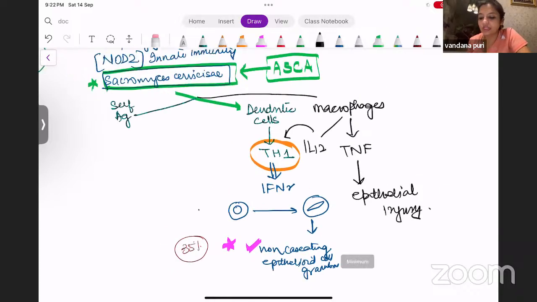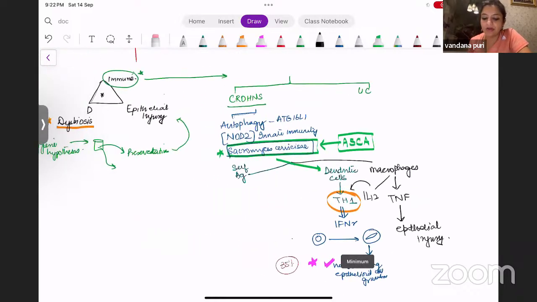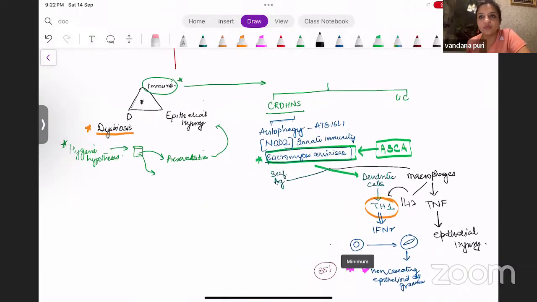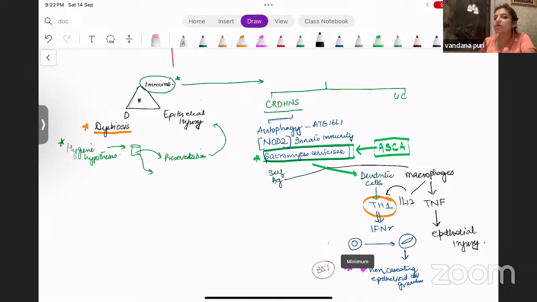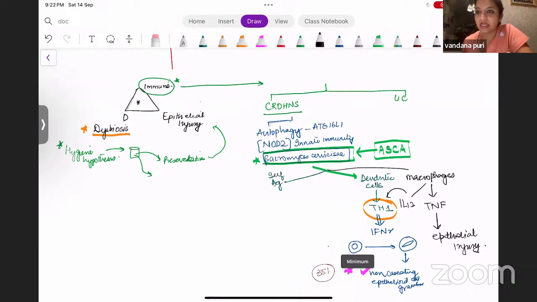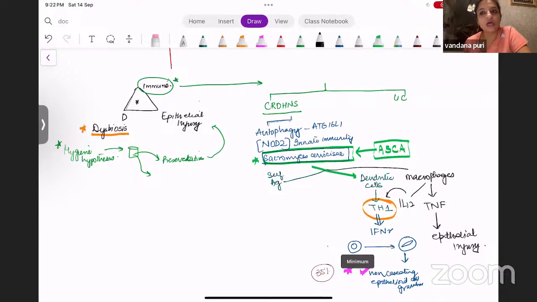So I told you the triad of inflammatory bowel disease is DIE. What is the triad which I told you? DIE. One is dysbiosis, that there is altered flora of the intestine. I told you what the altered flora is here. Saccharomyces cerevisiae grows.